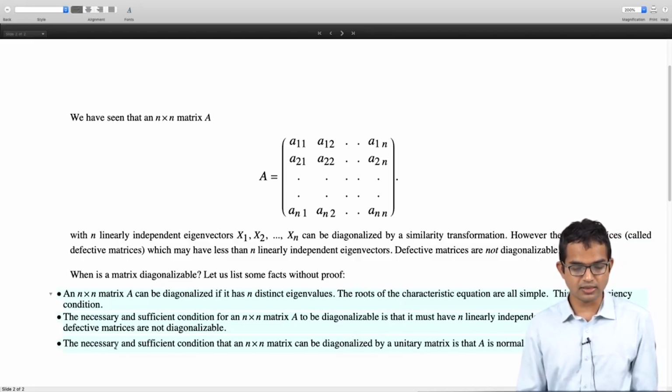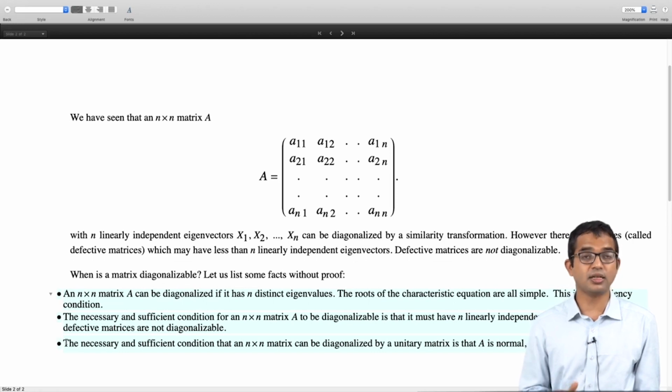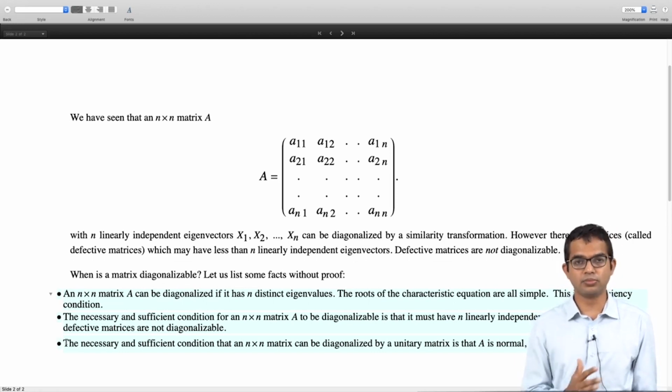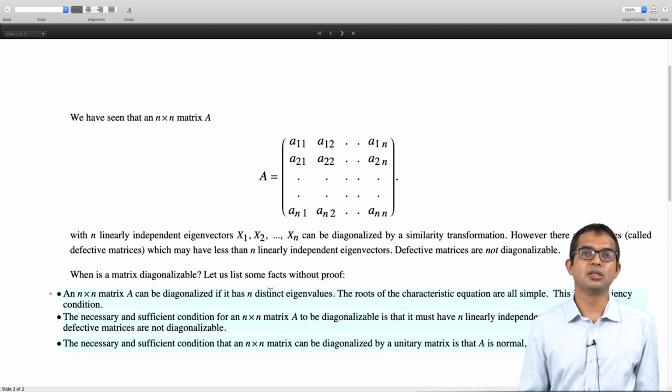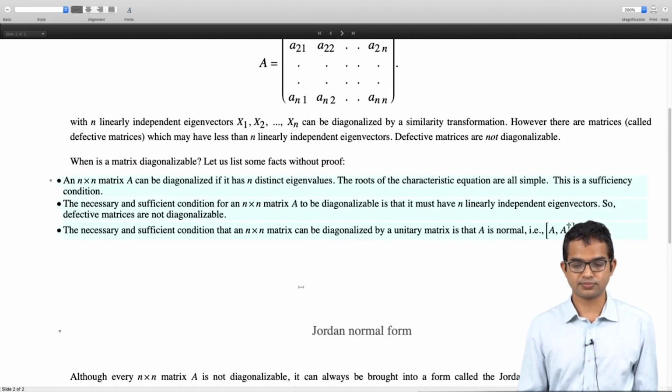So, the result I'm just stating here, which can be proven rigorously, is that the necessary and sufficient condition is that an n by n matrix can be diagonalized by a unitary transformation if and only if that matrix A is normal, meaning it commutes with its Hermitian conjugate.